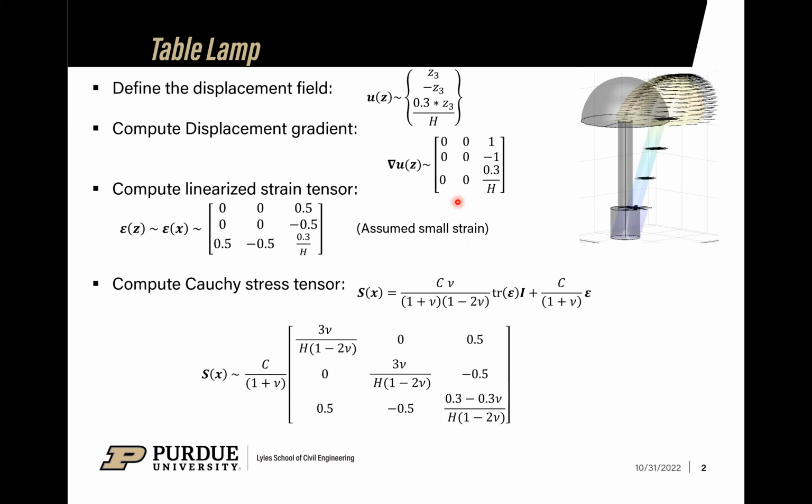And for computing the strain tensor, which is basically the summation of this displacement gradient plus its transpose divided by half, here is the linear strain tensor that I've obtained. And for computing the Cauchy stress tensor, I've chosen this formula and taken C upon 1 plus mu outside, and then computed the trace of this strain tensor, which comes out to be 0.3 by H, and multiplied it with the identity matrix, and similarly added it with the strain tensor, which basically gives me the Cauchy stress tensor field obtained in here.